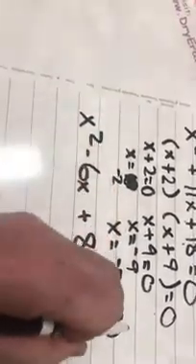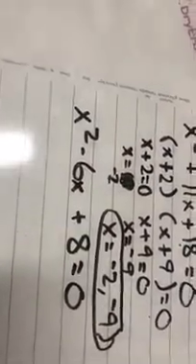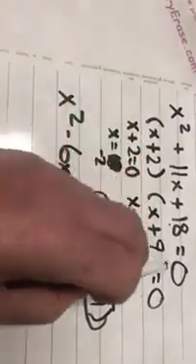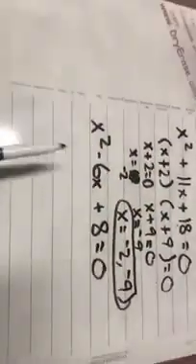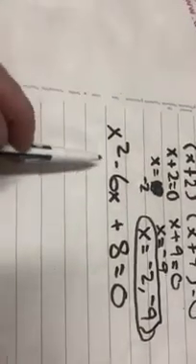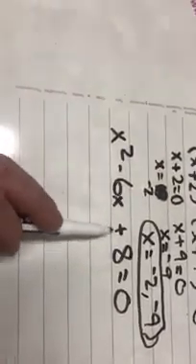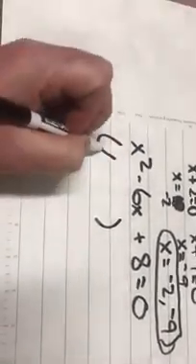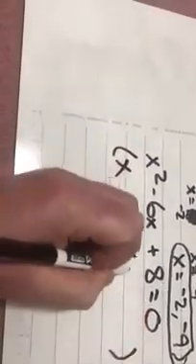And I can plug either of those values, negative 2 or negative 9, for x, and this equation would be true. X squared plus 11x plus 18 equals 0. Now, so we go to our second example, x squared minus 6x plus 8 equals 0. So once again, I've got x. So I'm going to go x and x.